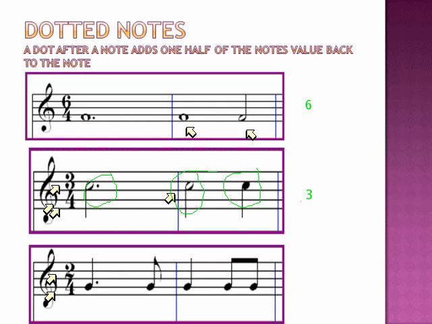So this time I have the quarter note, and I have to add half of the value of the quarter note back to it. So here's the quarter note. It's worth 1 beat. Half of 1 is a half. And the note that gets a half of a beat is an eighth note. So here are the two. There's 2 eighth notes here.